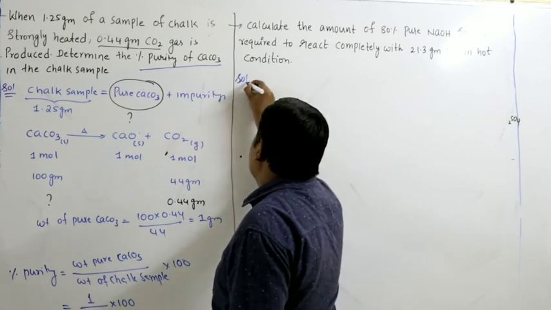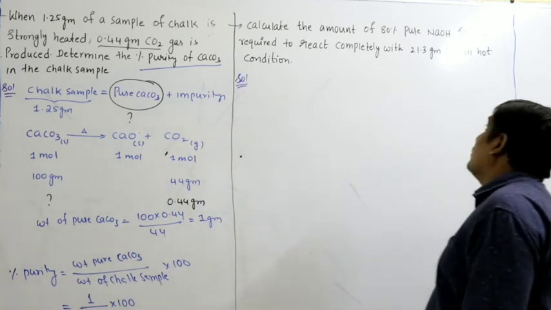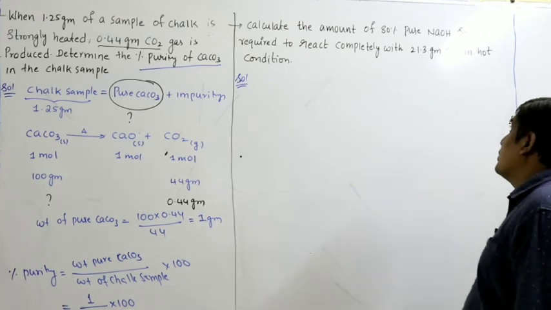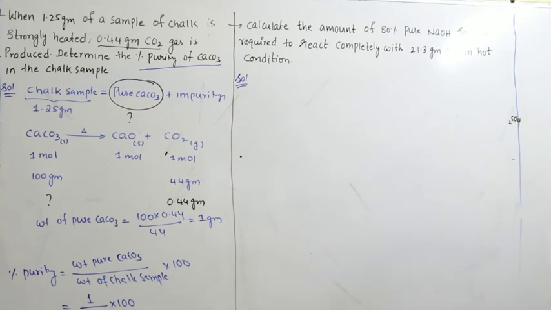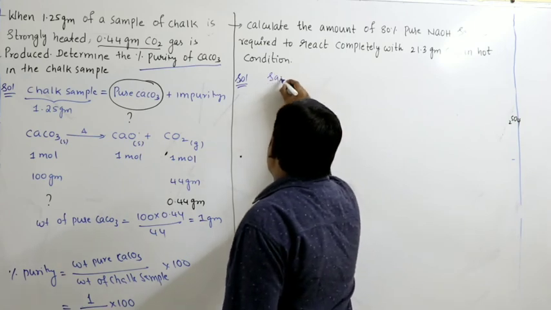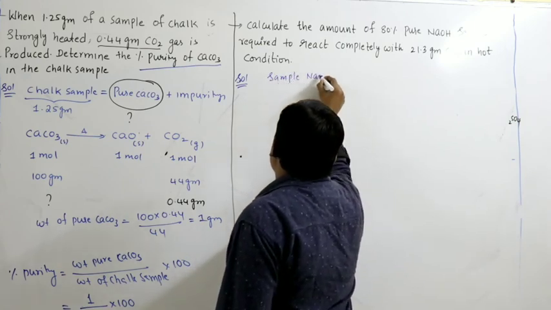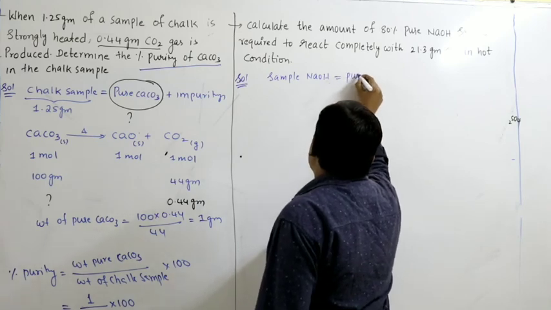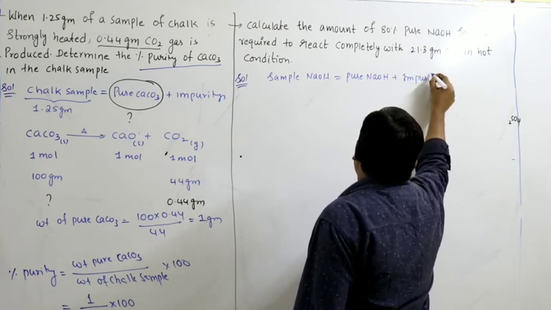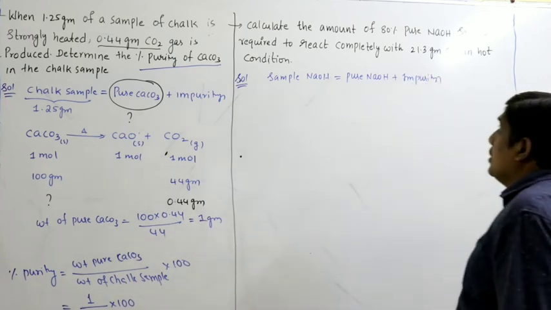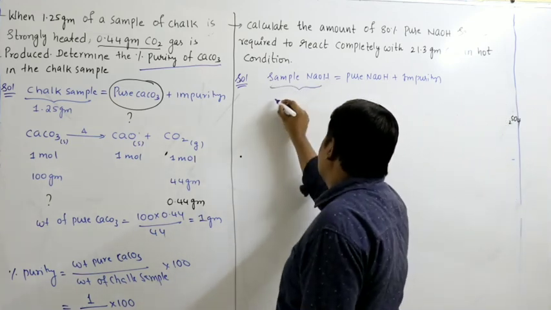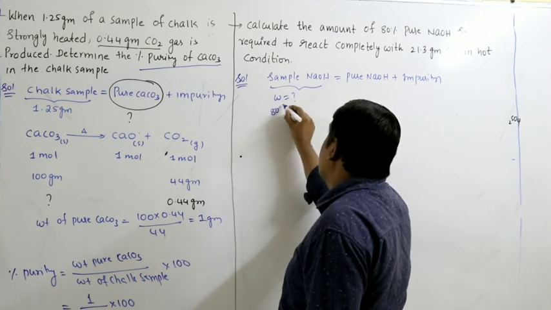So coming to the next problem, calculate the amount of 80% pure NaOH sample required to react completely with 21.3 grams of Cl2 in hot condition. So we have sample NaOH which contains pure NaOH plus impurity. Calculate the amount of 80% pure. So its percentage purity is given, but we require its mass.